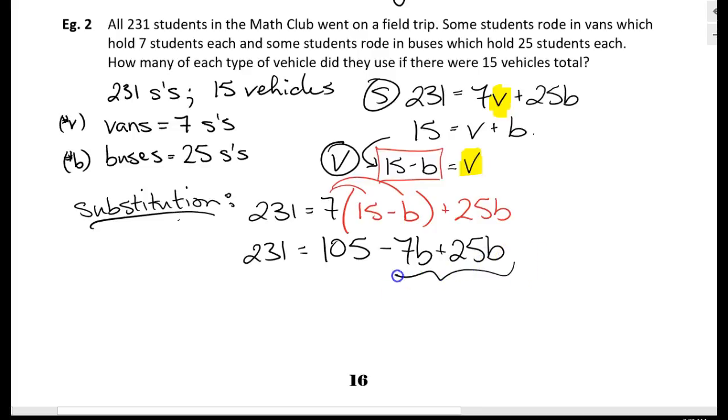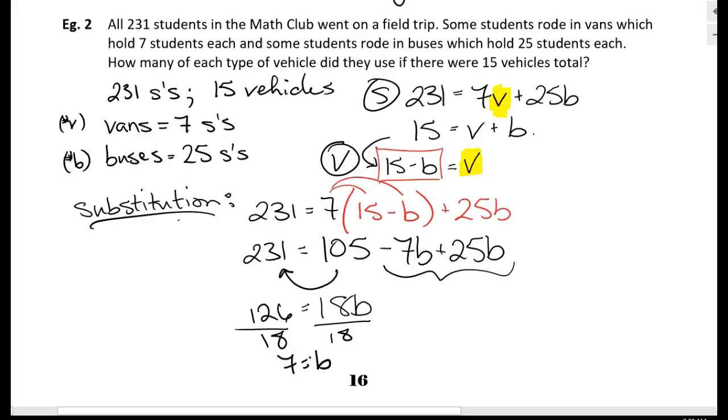So I'm going to collect like terms. I'm also going to move this onto the other side by subtracting. So I'm going to get 231 equals, or not 231, but 125 equals negative 7, and 25 gets me 18b. Sorry, this is 126. 18b divided by 18, and I get 7 equals b. So I'm going to have 7 buses.